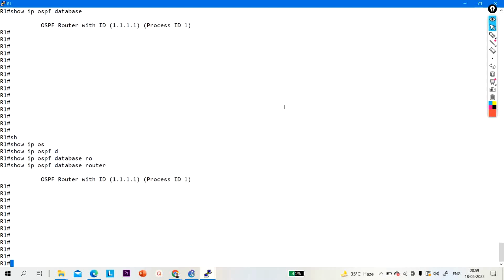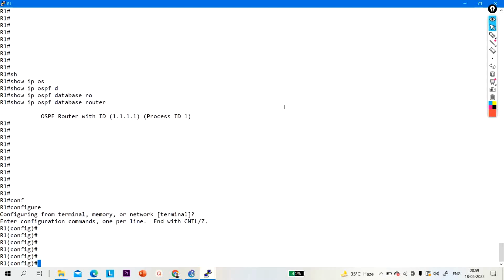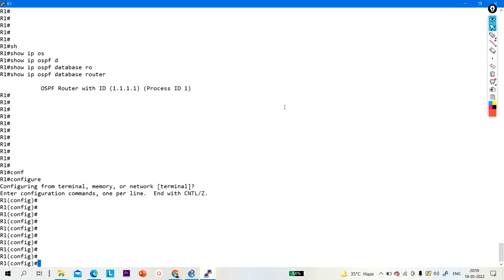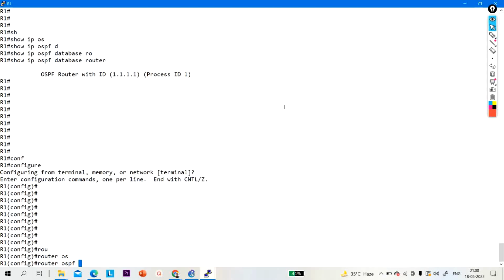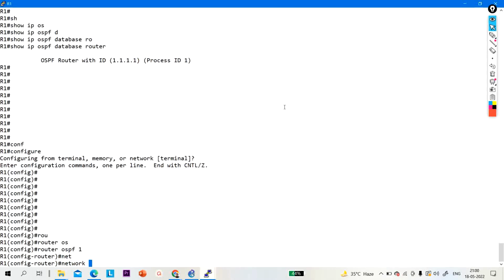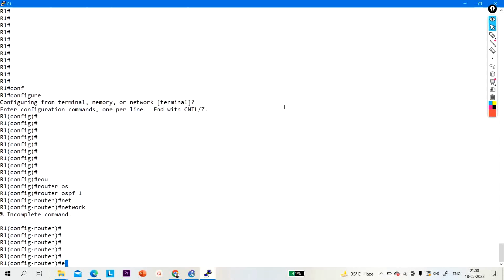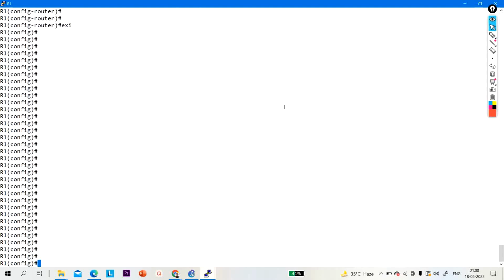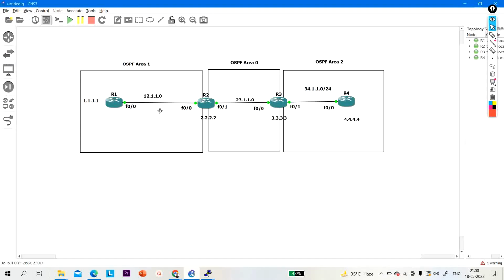Once I advertise the loopback, how to advertise the loopback in OSPF? How to enable OSPF on the loopback interface? We have two options. Go to router ospf process 1 and run the network command, am I right? Or you have one more option: you can configure OSPF on an interface basis as well. Interface loopback 1, ip ospf process and area. What is my area? 1.